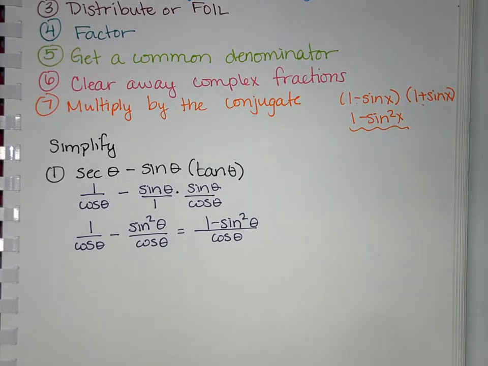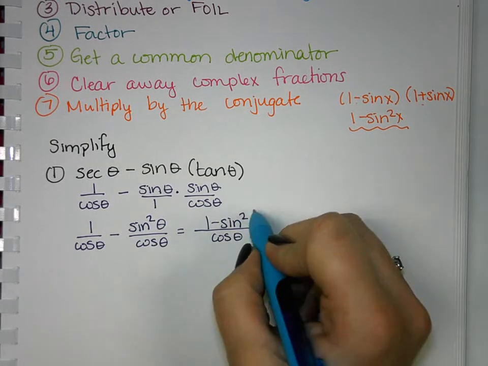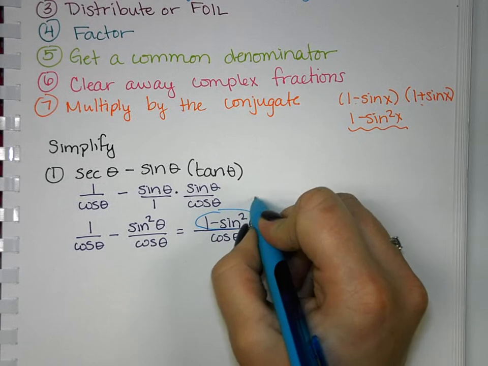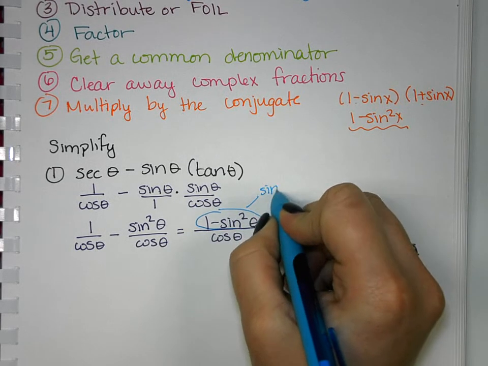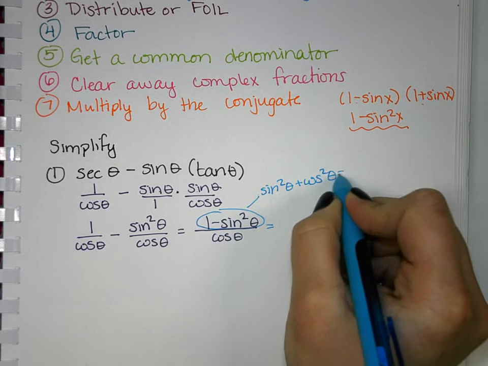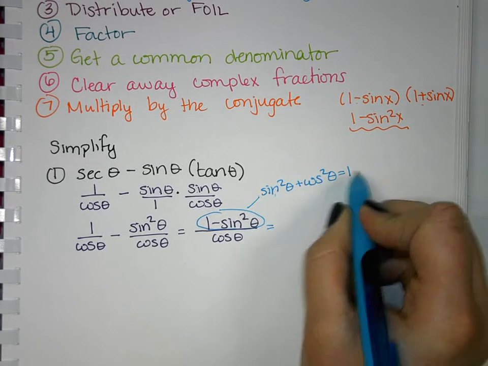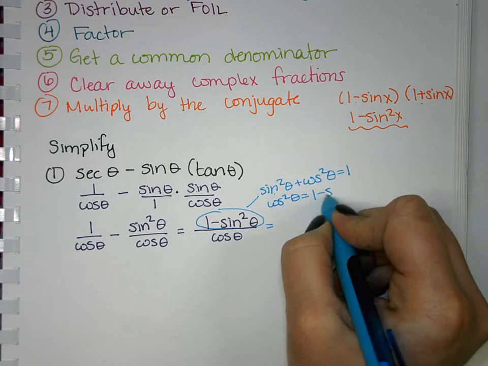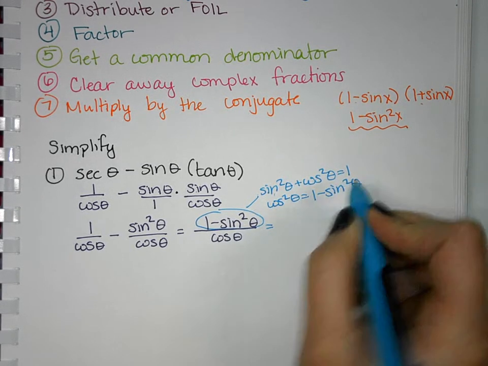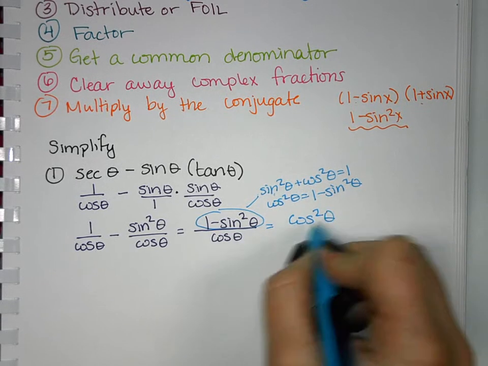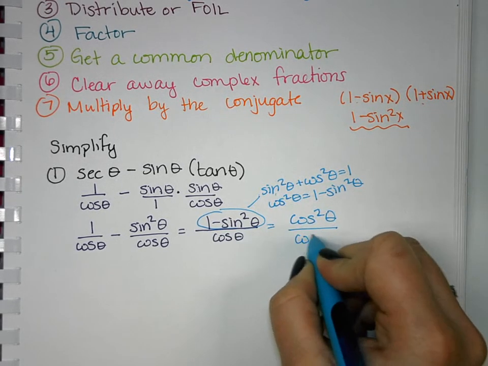From here, I see a Pythagorean identity. Right up here, if I were to take sine squared theta plus cosine squared theta equals 1 and move the sine over, I'll get 1 minus sine squared theta. So that means this whole top part can be rewritten as cosine squared theta. So that was using a Pythagorean identity.